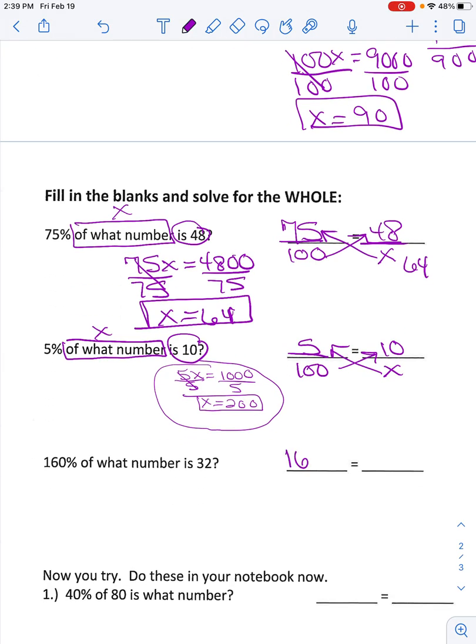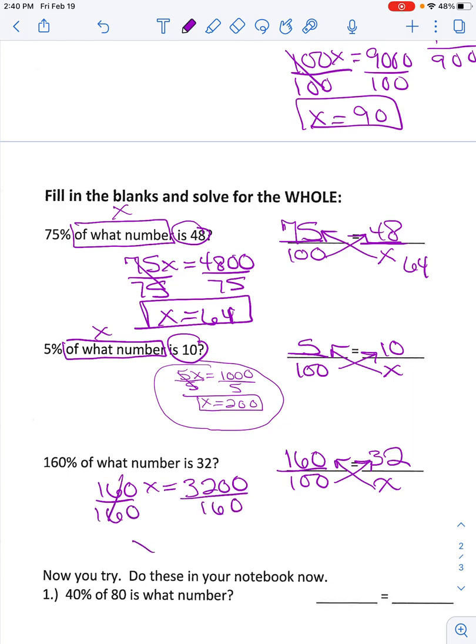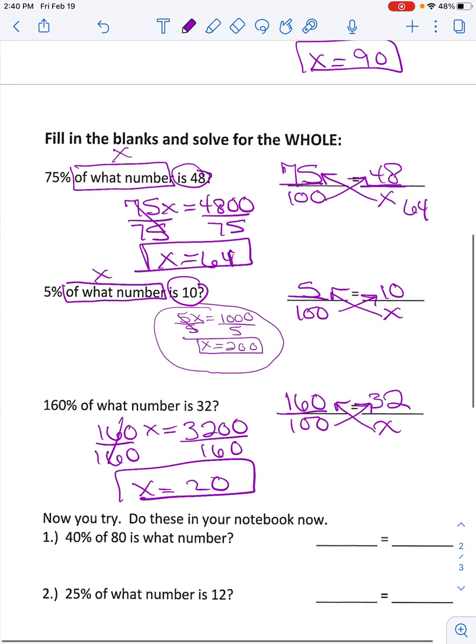Let's look at this last one. 160%. Percentages go over 100. Of what number? Is 32. 160 times x is 160x. 100 times 32 would be 3,200. And we'll divide by 160 to get the x by itself. So x is 20.